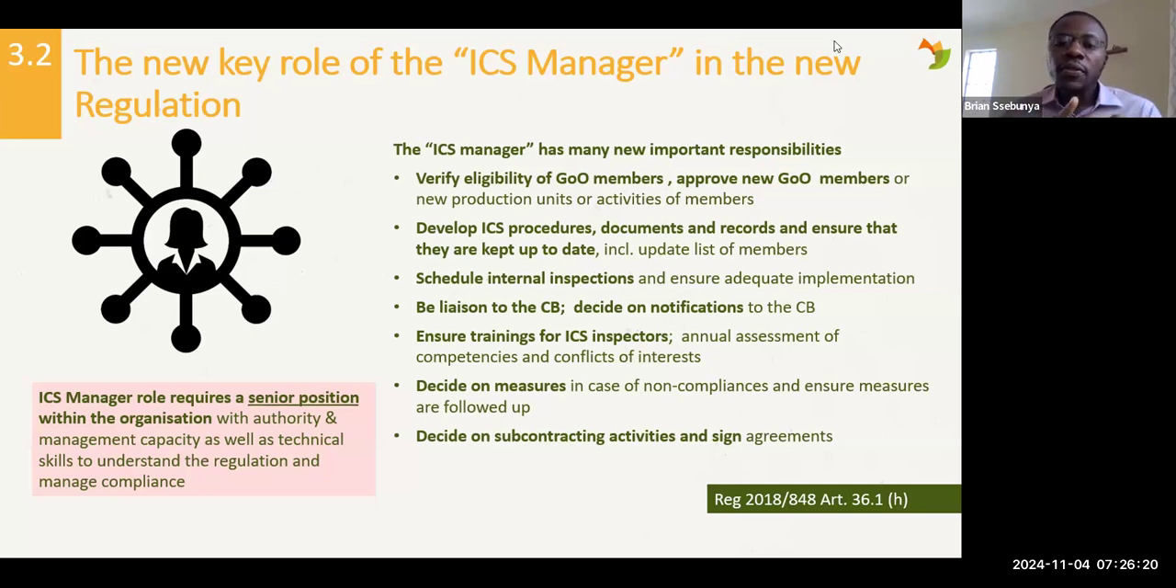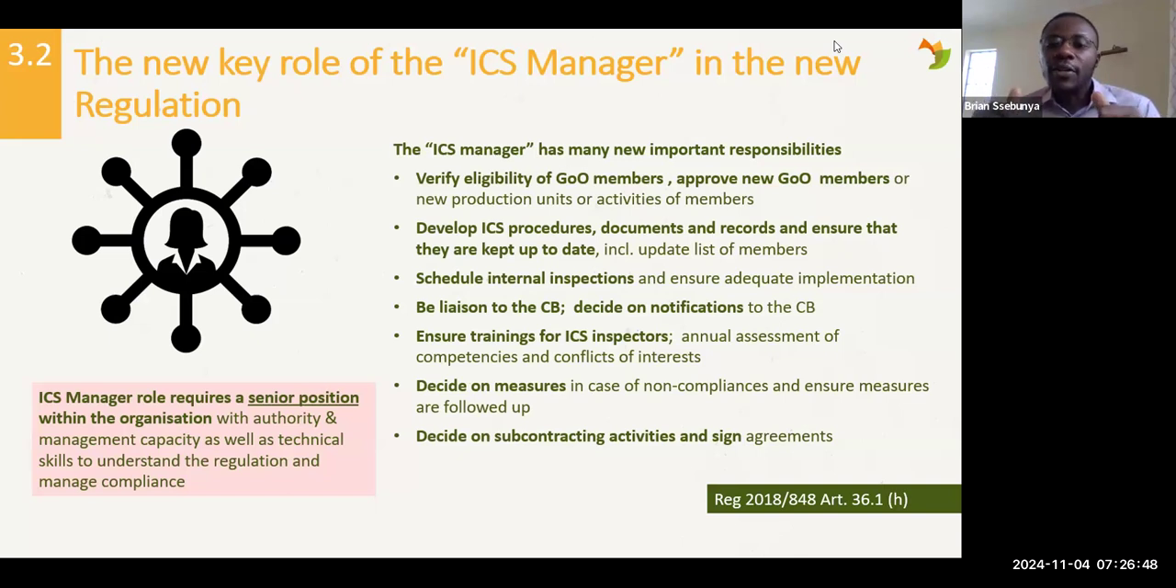The second role is to develop ICS procedures. Procedures mean the how. For example, when it comes to registration of new members, how do you do that? The whole narration of who does it, when you do it, what happens, etc. That is what we call a procedure. And that is the role of the ICS manager, to document that.